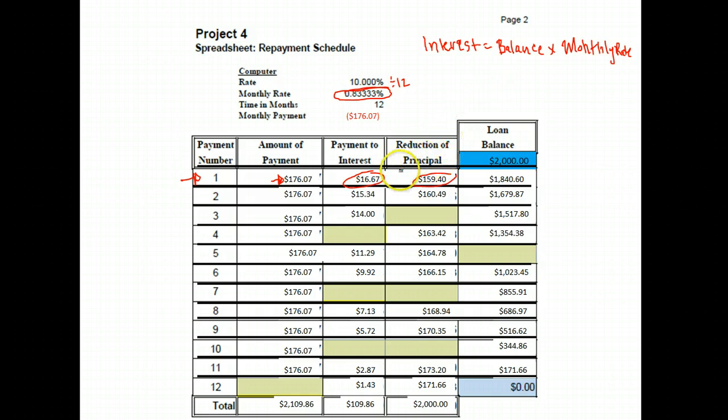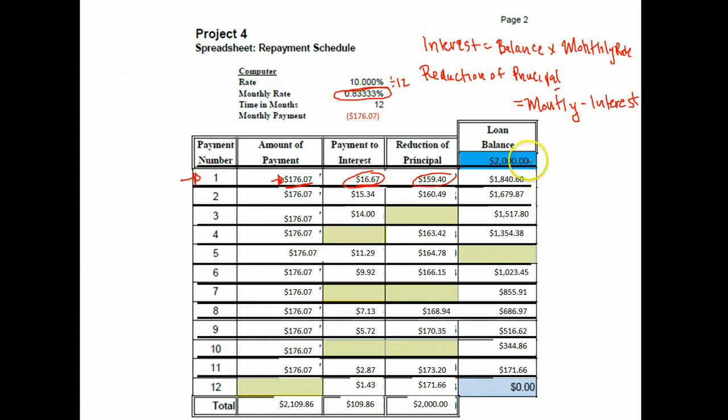Okay, the next thing they have is the reduction of principal. So you make this payment, $16.67 is going to interest, the rest goes to principal. So if you want the reduction of principal, all you have to do is take the monthly payment minus the amount of interest.